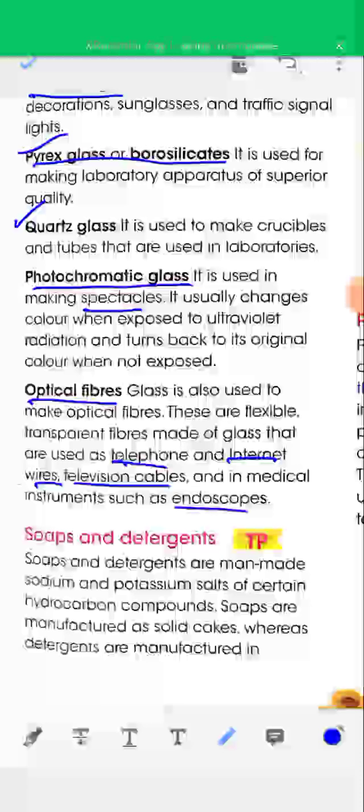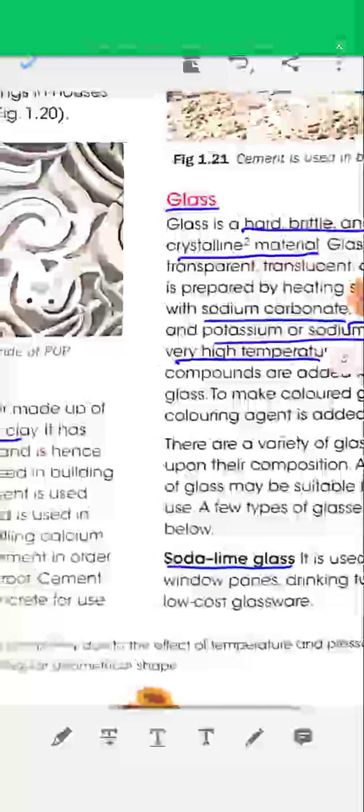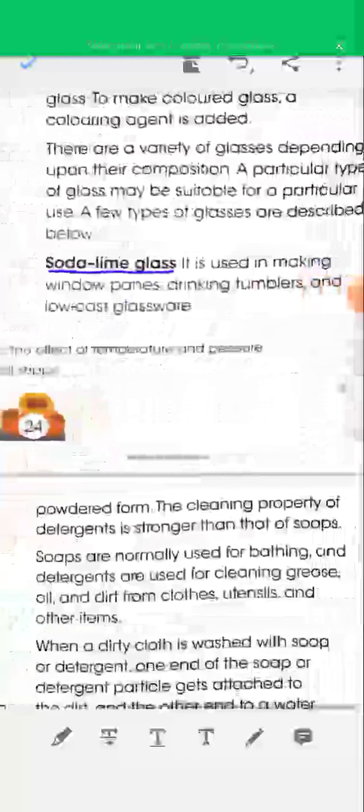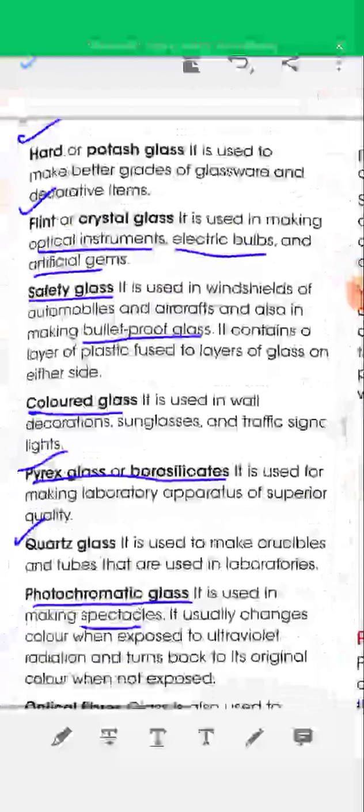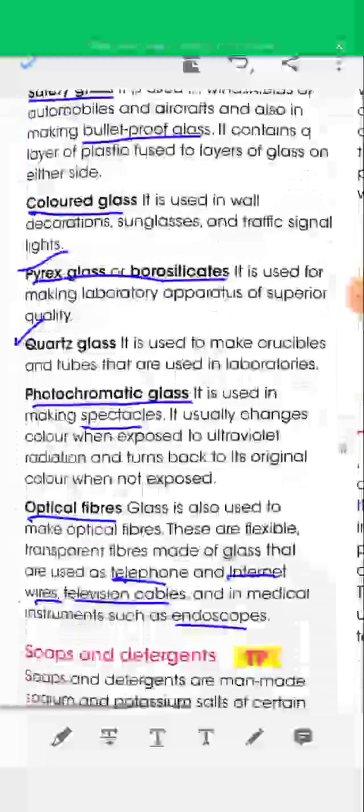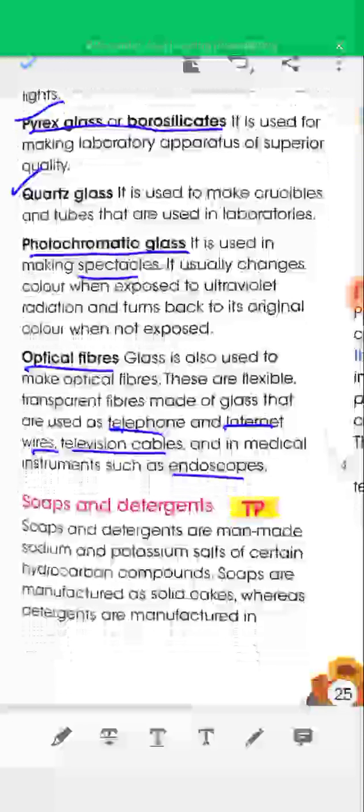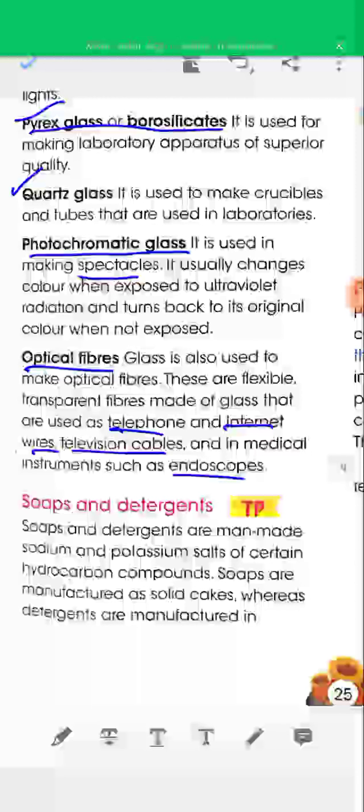So optical fibers are an important type of glass, flexible transparent fibers used as telephone and internet wires, television cable, and in medical instruments such as endoscope. So these are some common types of glass, and their uses are also given here: soda lime glass, hard or potash glass, flint or crystal glass, septic glass, colored glass, pyrex or borosilicate, quartz glass, photochromatic glass, and optical fibers. We have to remember the different types of glass and their uses.